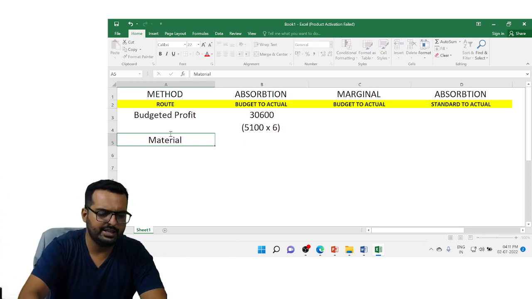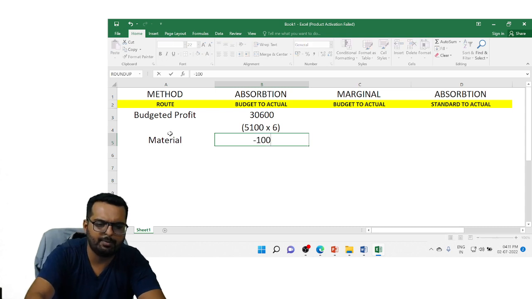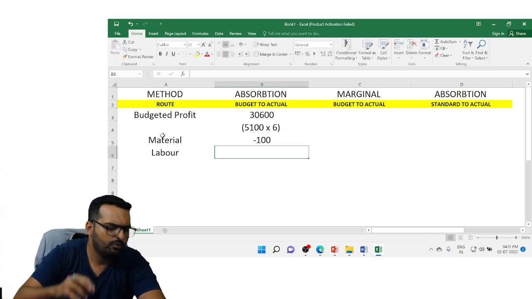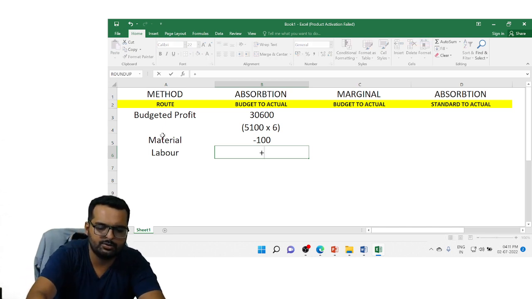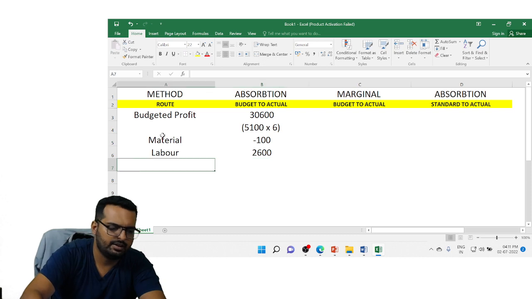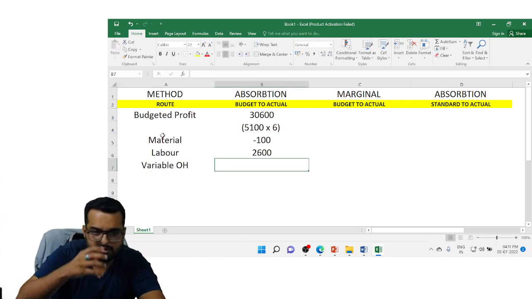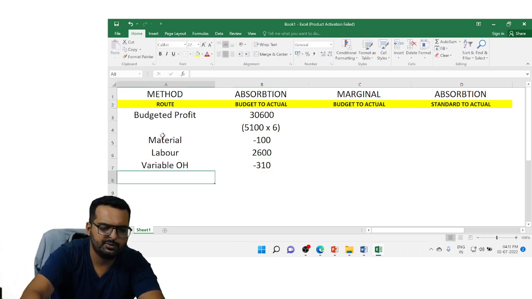So now tell me, material. What was the variance, total variance of material? How much was the total variance of material? So I'll put minus 100 over here. Okay. What about labor? It is a plus 2600, right? Correct? Okay, what about variable overhead? It will be 310 adverse, correct?